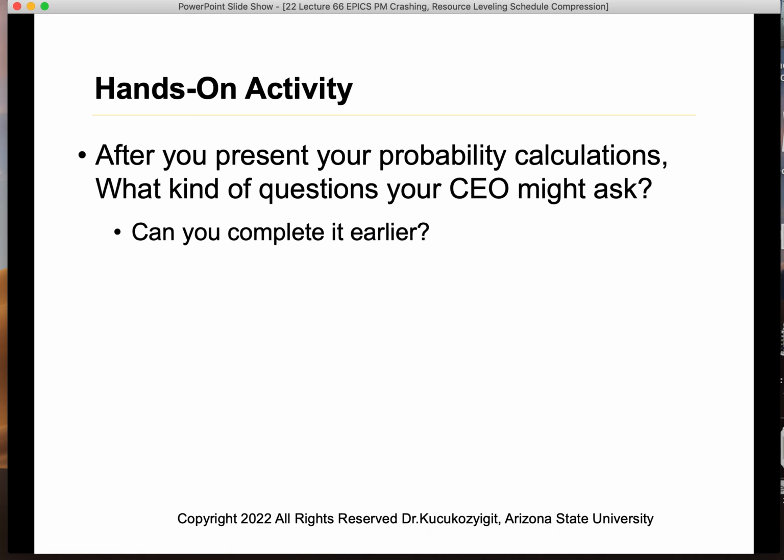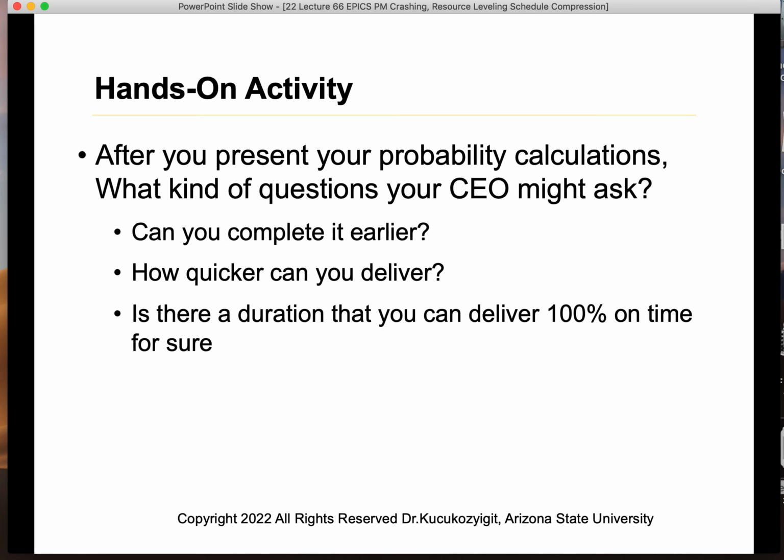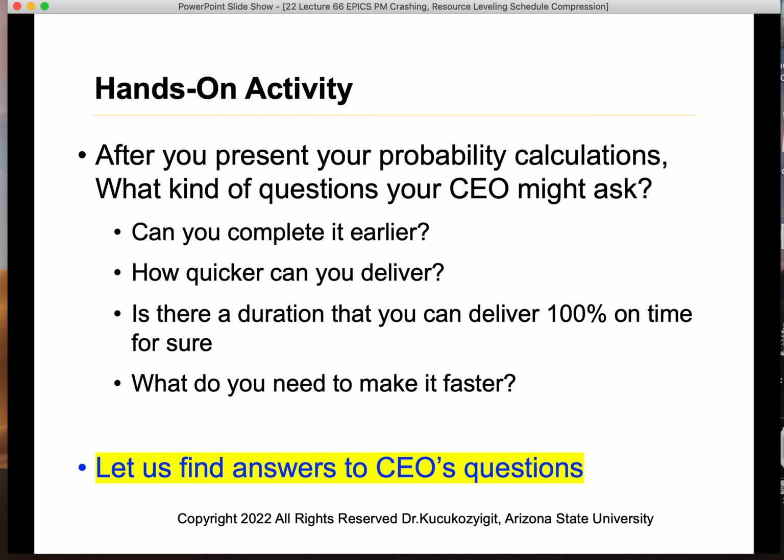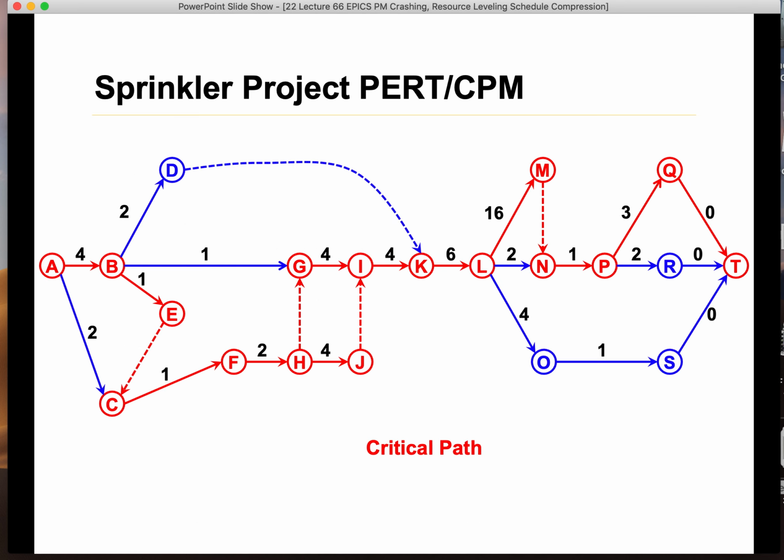And one of the examples I also covered last week was, the CEO might ask you, can you complete it earlier? Whatever your completion time is, they may ask you, can you complete it earlier for whatever reason? Maybe the customer wants it earlier. Maybe there's a rush to market. From a business case perspective, you want to be the first to hit the market, and all of this. How much quicker can you deliver? Can you deliver 100% on time, and all of these things? We said let's find out the CEO's questions and we work on them.